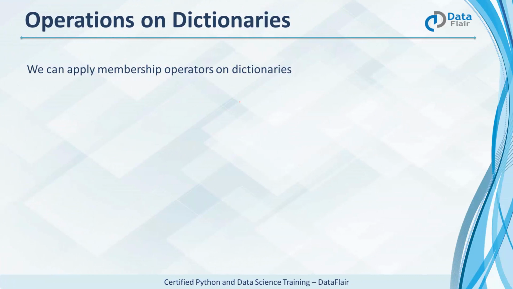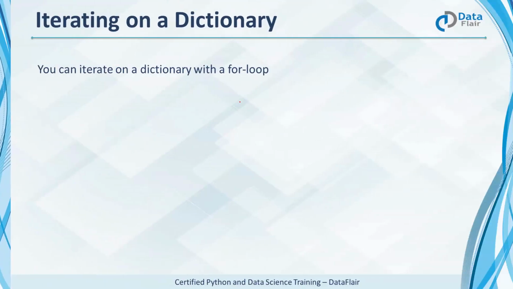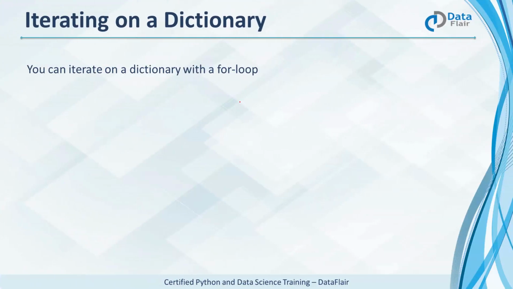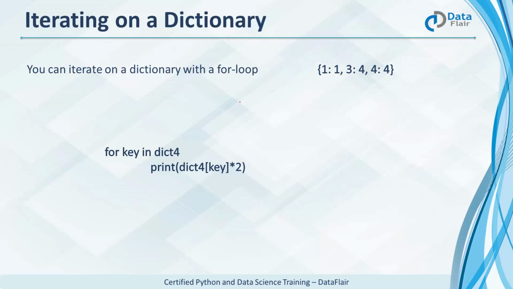Let's operate on dictionaries. This is the dictionary. Is 2 a key in this? Yes. Is 4 a key in this? No. We can also iterate on a dictionary using a for loop. This is the dictionary. For each key in this dictionary, print twice its value.